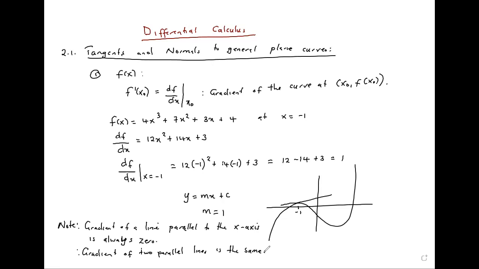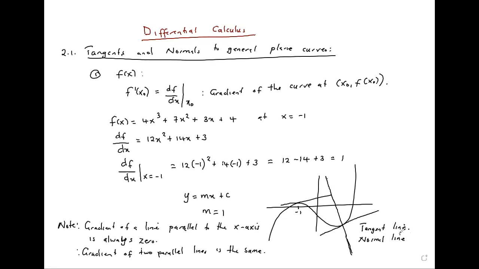And then a line that touches the curve at only one point is called the tangent line. By definition, a tangent line is a line that touches the curve at only one point. So that a line which cuts the curve at only one point and is perpendicular to the tangent line is called the normal. The normal line.